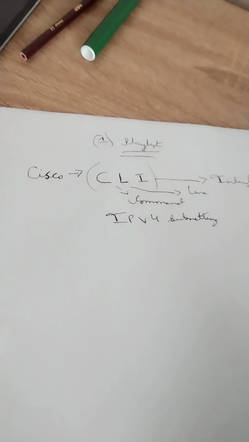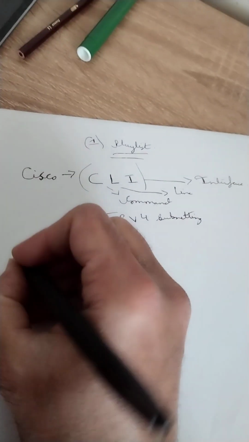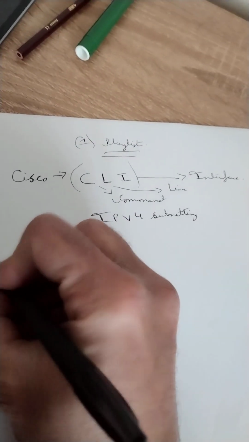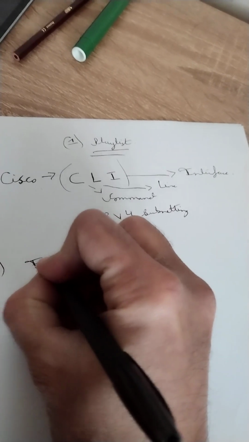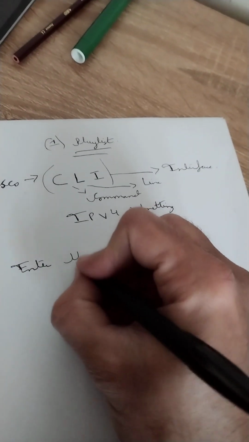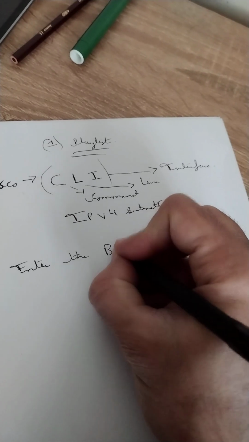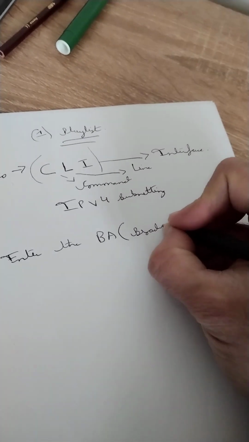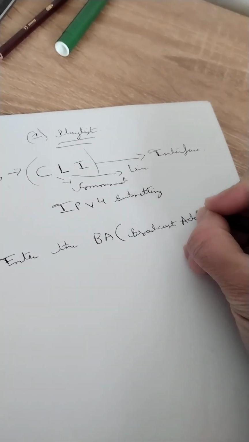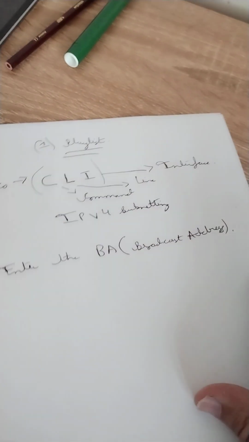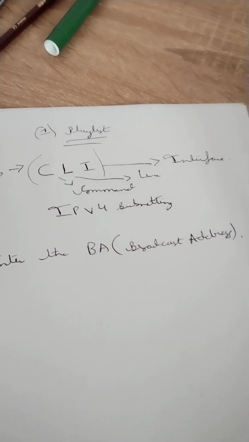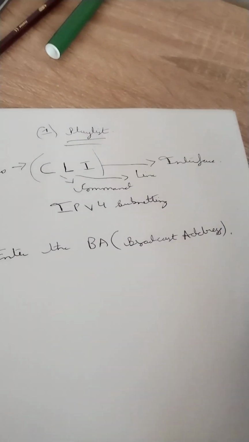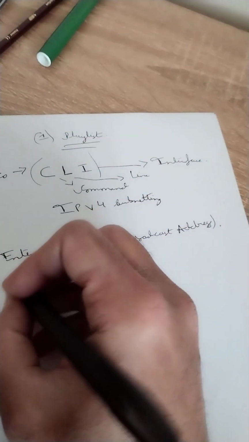So today's scenario is we have to enter the broadcast address. So let's do this. Enter the BA, which is broadcast address. I'm going to try to be quicker because I think I'm already above the 3-minute mark. Right, enter the BA, broadcast address, for the network.